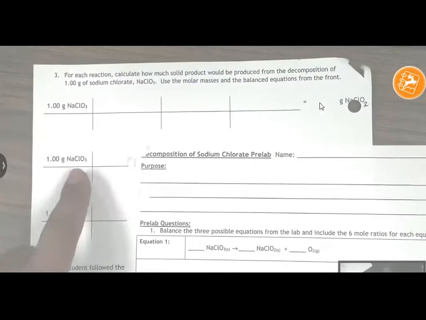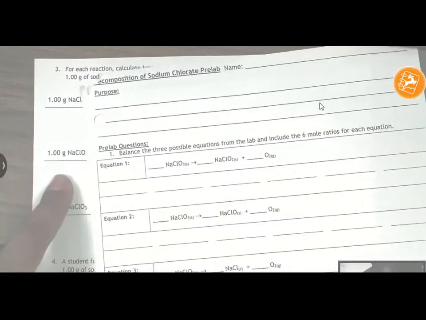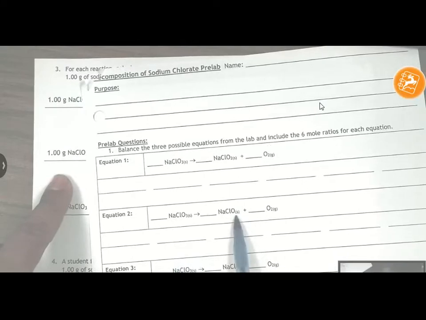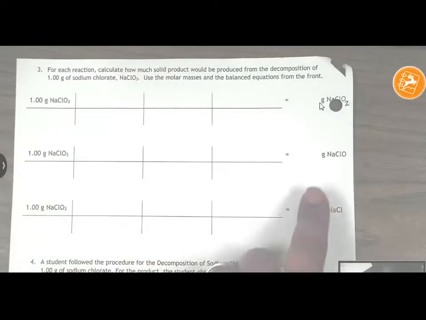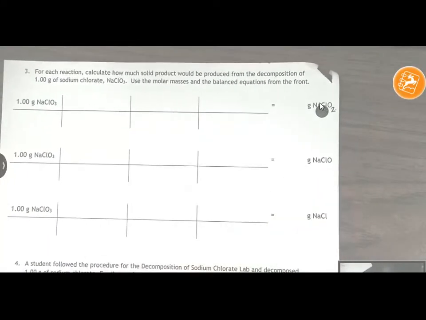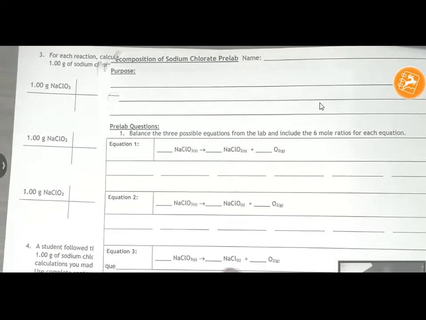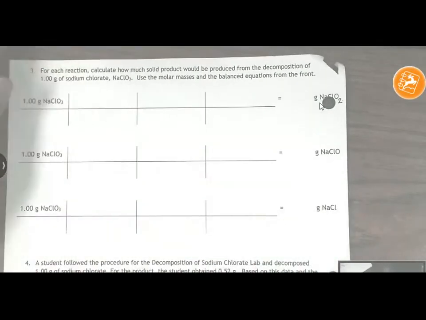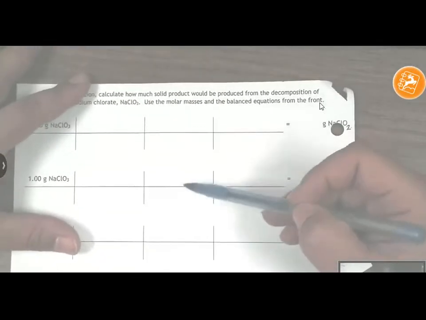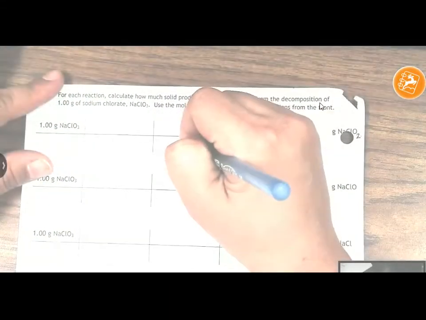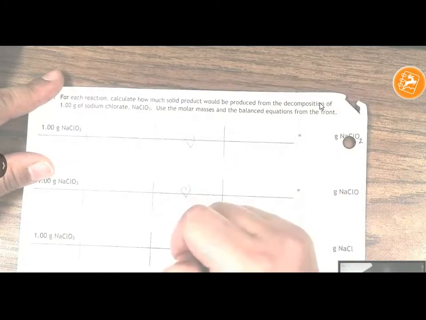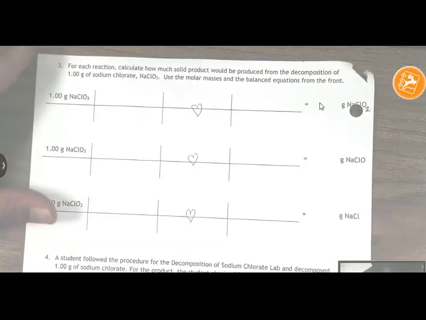Then for equation 2, it's the same reactant, but now you're just going to find NaClO, which is this one. And then the last one, you're going to see how much you would find if it was NaCl, which is over here. So for all of these, the middle step should be that mole ratio. Okay, so make sure that that's your mole ratio for those three problems.